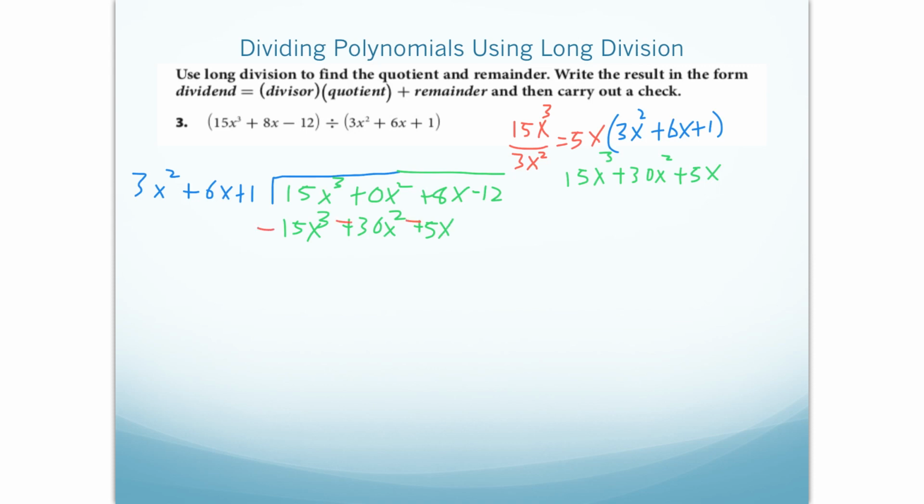Subtract, subtract, subtract. First term cancels out. We're left with negative 30x squared plus 3x. Bring down the negative 12 and repeat the process. The first term divided by the first term. So negative 30x squared divided by 3x squared is negative 10. Multiply that by the original factor, 3x squared plus 6x plus 1.